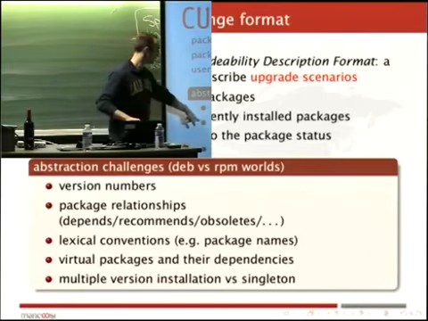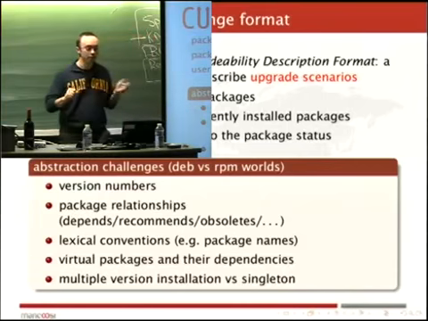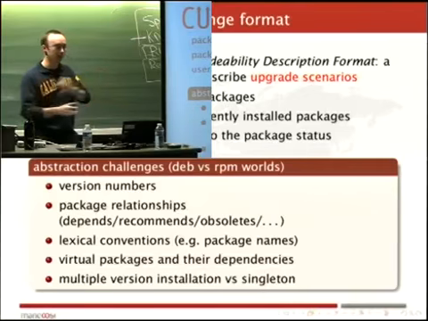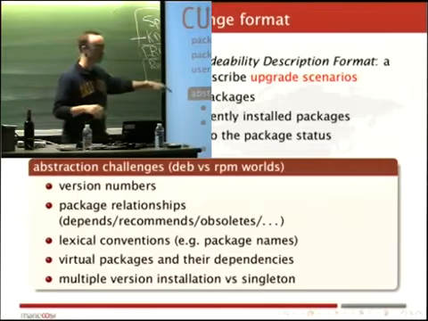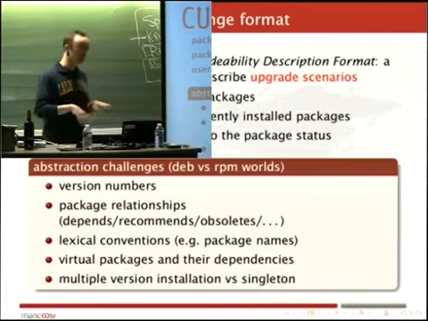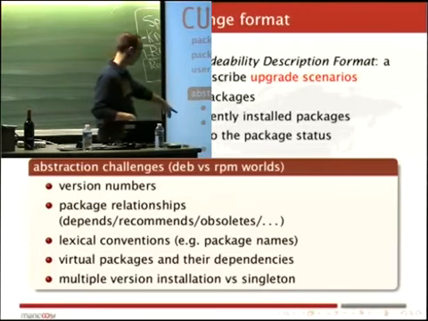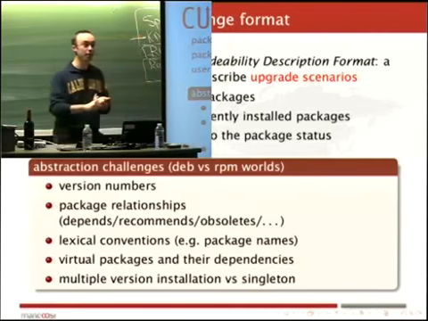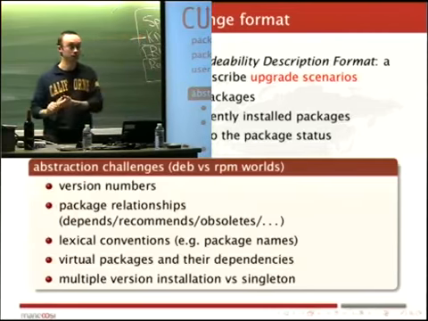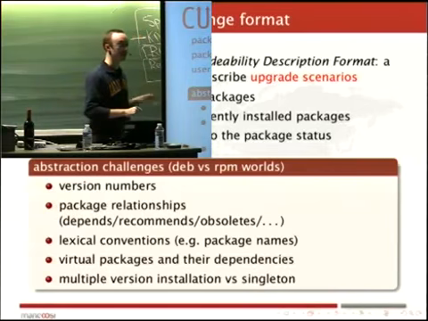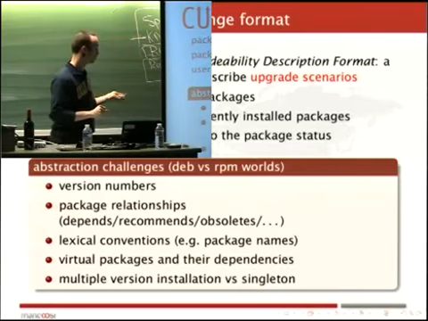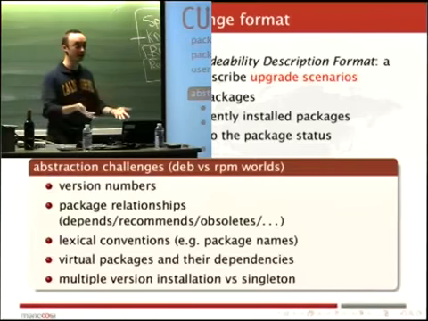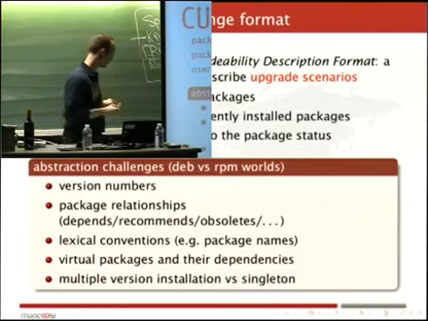Then we have the differences in package relationships. So in Debian we have recommends, suggests, depends, and on Mandriva, I know they have obsoletes, which I think is shared by most RPM implementations. And these are different things from distro to distro. Then we have simple things like lexical conventions, like the name of packages on the Debian side and the RPM side can be different. For instance, in RPM, /bin/bash is accepted as a virtual package name, while in Debian you can't have a package which has slashes in its name.